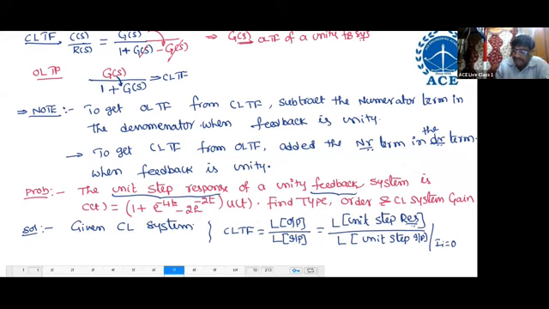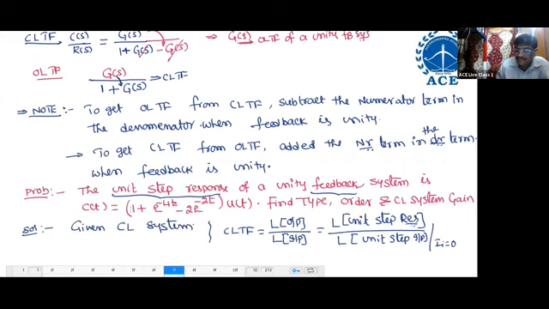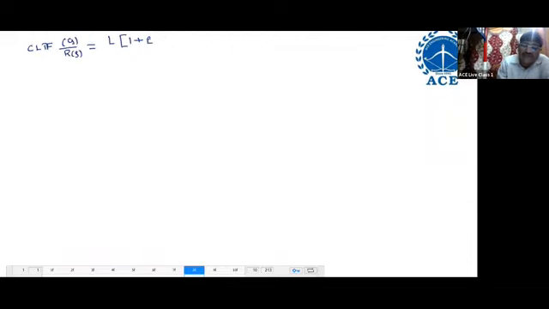Find the transfer function. Closed loop transfer function, C(s)/R(s), equals Laplace of c(t), which is 1 + e^(-4t) - 2e^(-2t), divided by Laplace of the input, 1·u(t), because it is a unit step. So then get the answer.